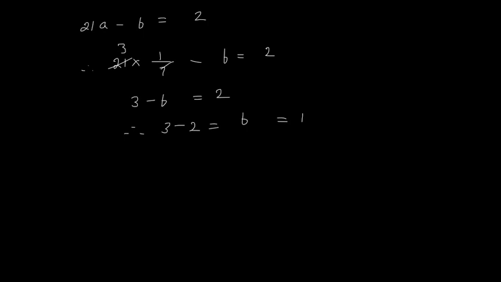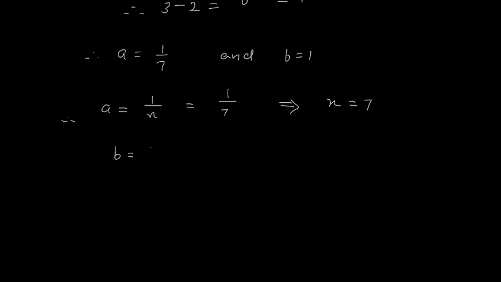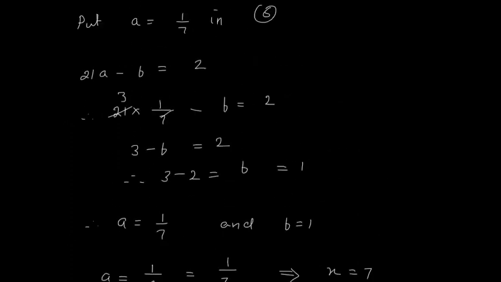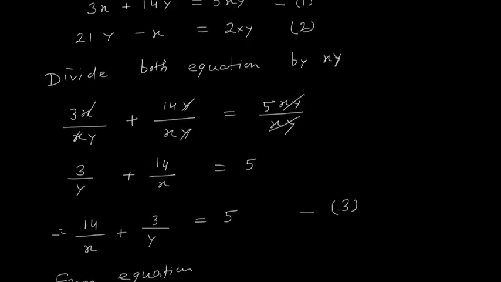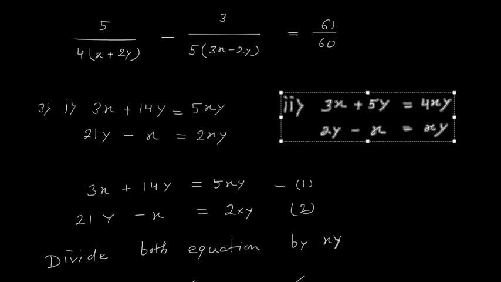So the value of a is 1 by 7 and b is 1. So therefore a, which is equals to 1 upon x, is equals to 1 upon 7. This gives me the value of x as 7, and b is 1 upon y is equals to 1. This gives me the value of y as 1. So x is equals to 7 and y is equals to 1 is the solution. So this is how we solved it. Problem is lengthy, of course.